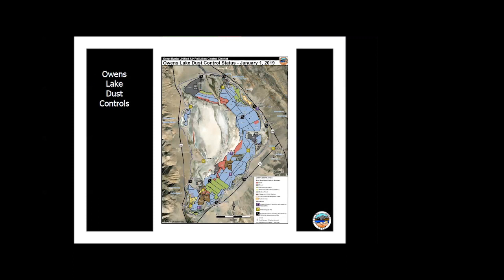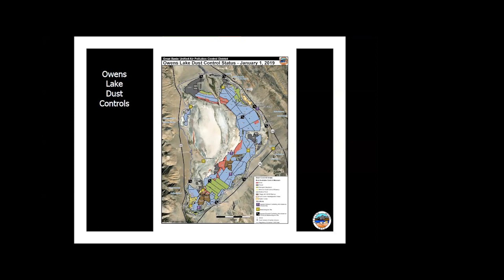This is what it looks like. It is a piece of artwork. It is the eighth wonder of the world. It's the dust controls at Owens Lake. It's an engineering marvel, and one of the most successful air pollution control stories, I think, in the history of this country. It is the largest source of air pollution control, and pound for pound, one of the cheapest control measures that's ever been implemented for fugitive dust emissions.